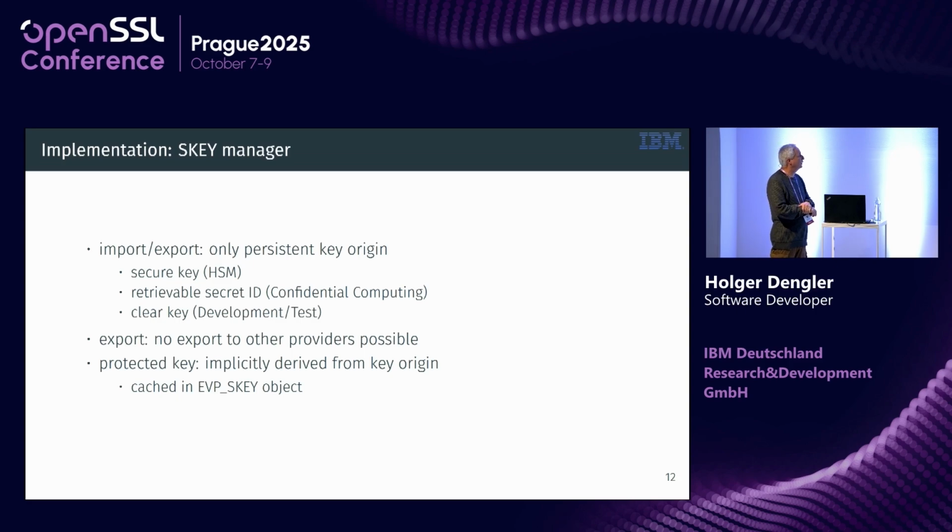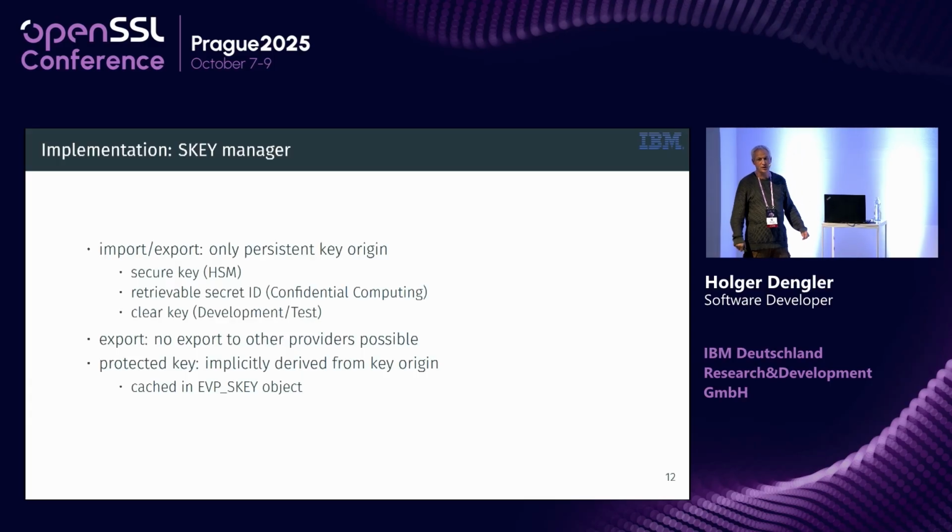Which kind of key origins would we like to handle? I think mainly the secure keys, which are sitting in or are wrapped with the master key in the HSM. We also want to support the retrievable secrets, which are used in confidential computing. And for development and testing, especially known answer tests, it's good for being sure that all is working fine if you can do some known answer tests.